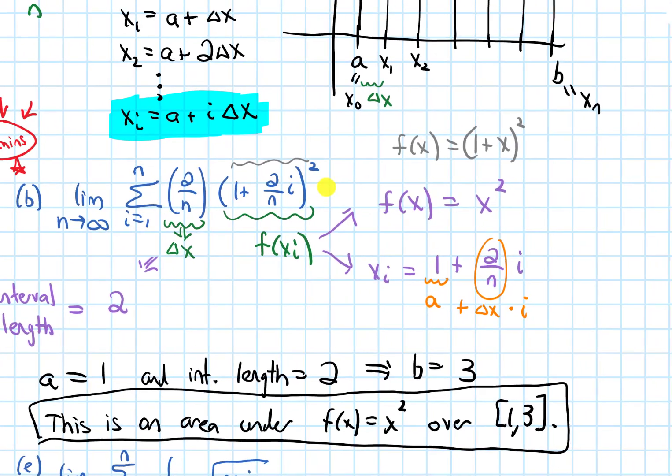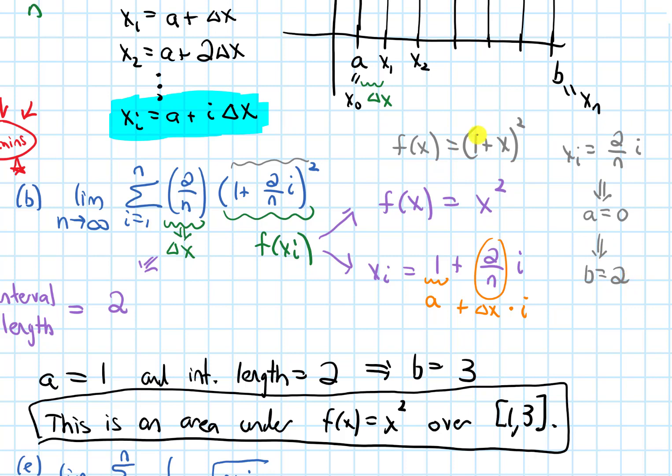If that's what we thought f of x was, our x sub i wouldn't have needed the 1 in it. It would have just been the 2 over n times i. And from this, well, there's nothing in front of the 2 over n i, which would have meant that the a value was 0. The length of our interval still would have been 2. That would have made the b value be 2.